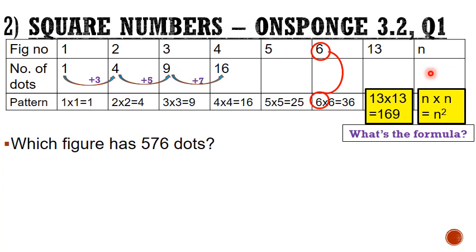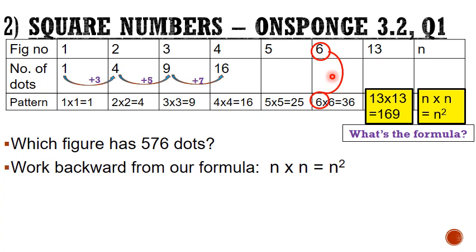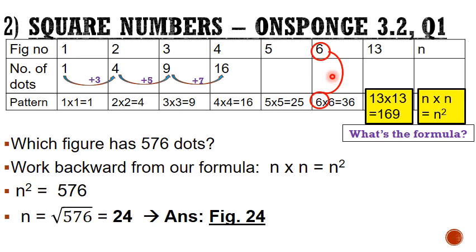So which figure has 576 dots? Now the question doesn't tell you which figure number, they tell you the number of dots. So you want to work backward from our formula. n times n equals 576. How do we solve this? n squared, or n times n, equals 576. So we use the square root. You can find this in your calculator. The square root of 576 equals 24.